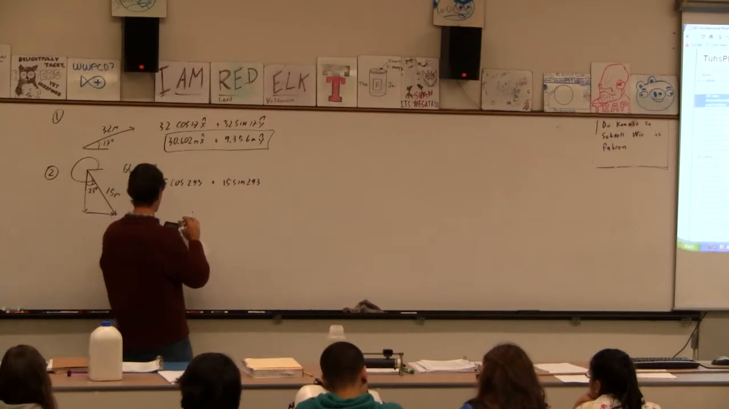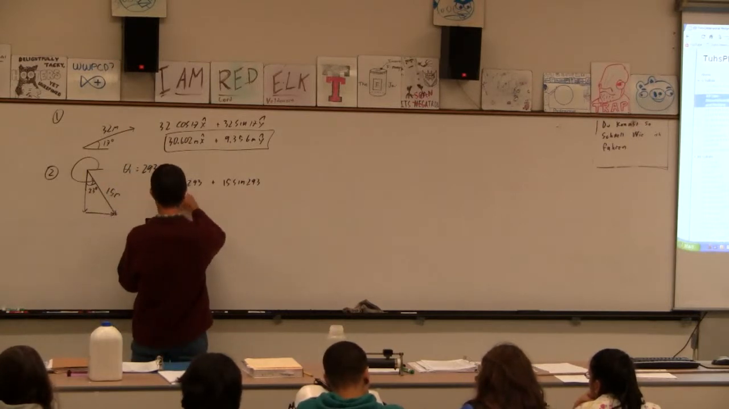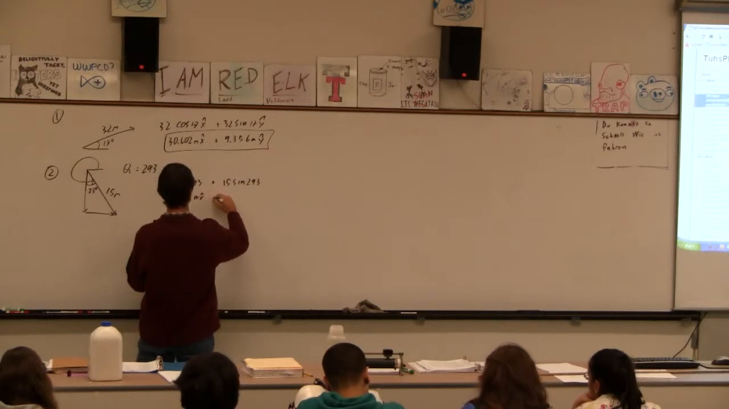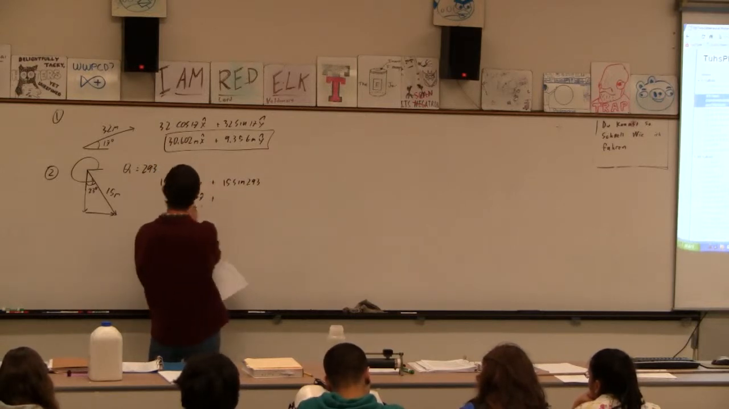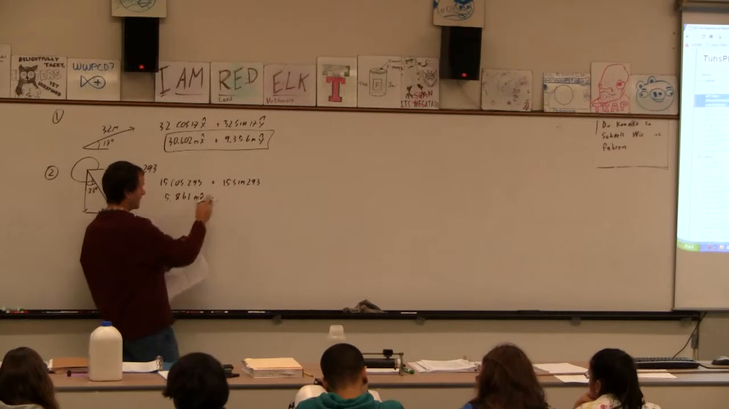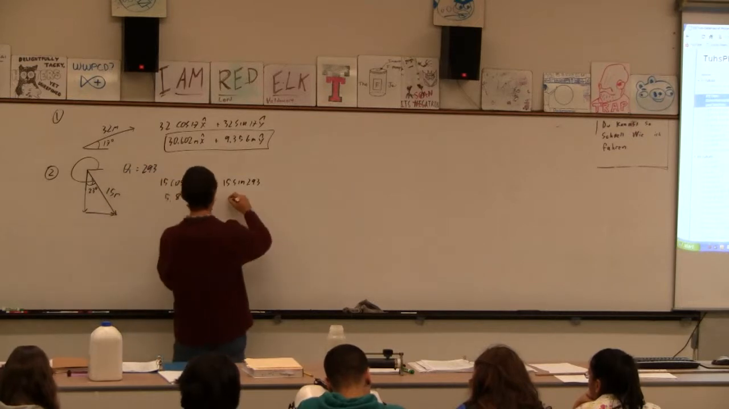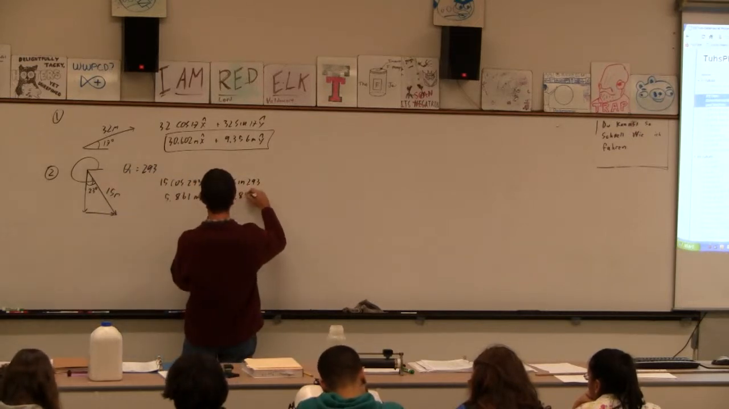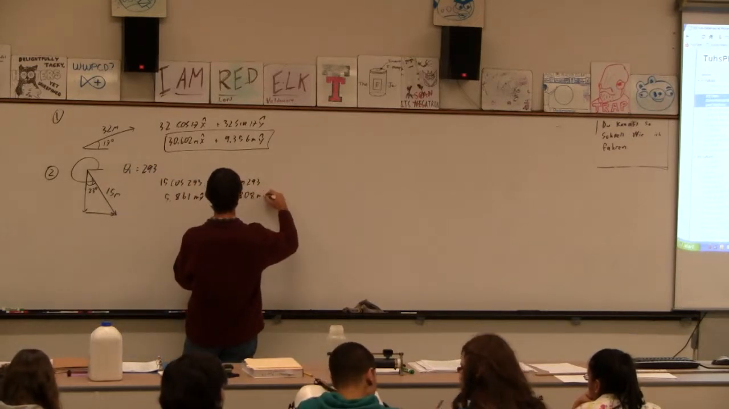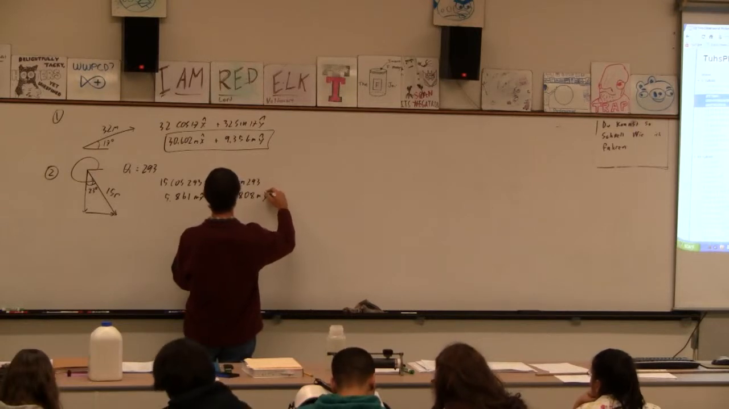That's 5.8686. I'll just say 5.861 meters in the x direction. And then this guy should be bigger than 5.861. It should be negative. Let's see if that's true. Sine of, and indeed it is, right? So minus 13.808 meters in the y direction.